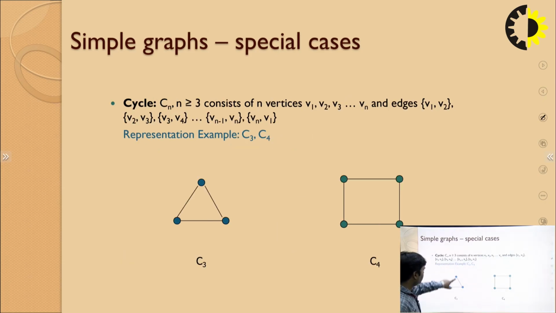Cycle: if the starting node and ending node are the same, then the graph contains a cycle.